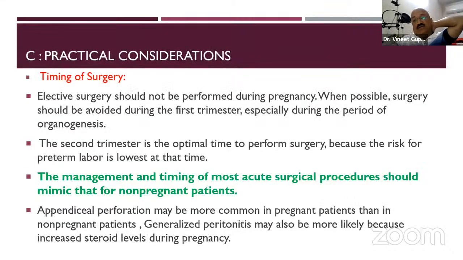Then comes the third most important part of this topic, that is practical consideration, timing of the surgery. Elective surgery should not be performed during pregnancy. When possible, surgery should be avoided during the first trimester, especially during the period of organogenesis. The second trimester is the optimal time to perform surgery because the risk for preterm labor is lowest at that time. The management and timing of most acute surgical procedures should mimic that for the non-pregnant patient.